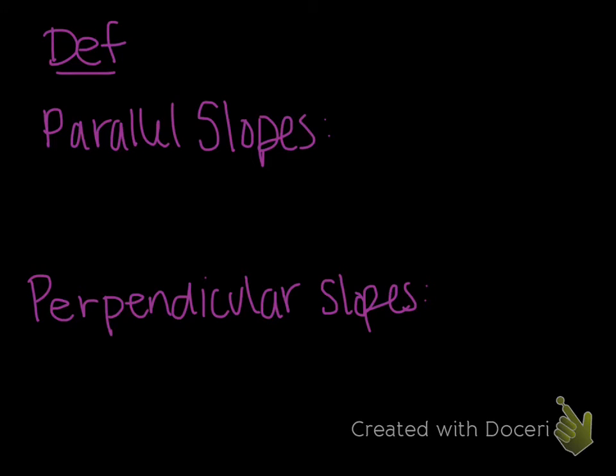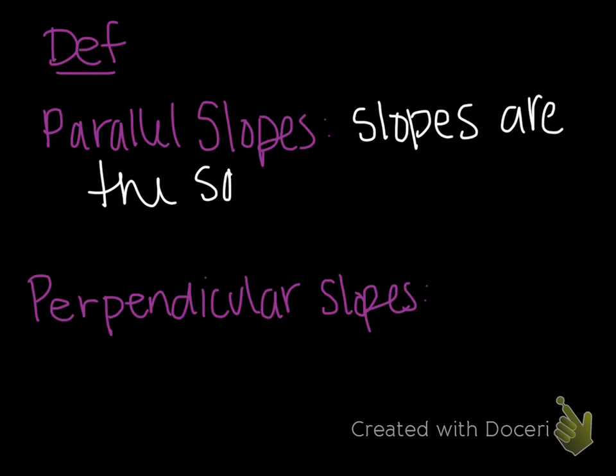So next thing we're going to discuss is parallel and perpendicular slopes. Parallel slopes are when the slopes are the same. The slopes are the same because your parallel lines never intersect. So that's why the slopes have to be exactly the same.